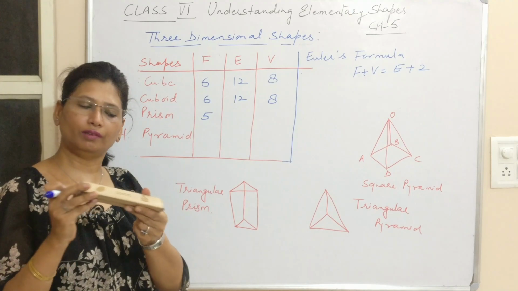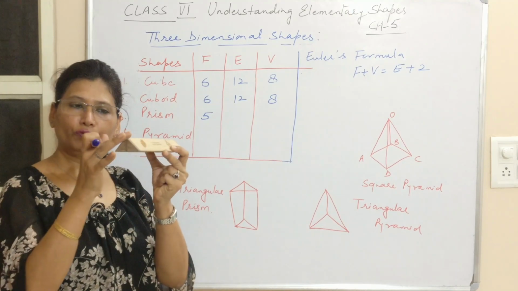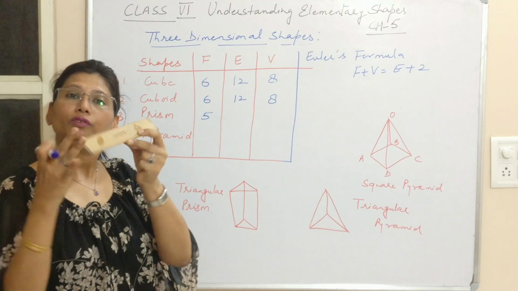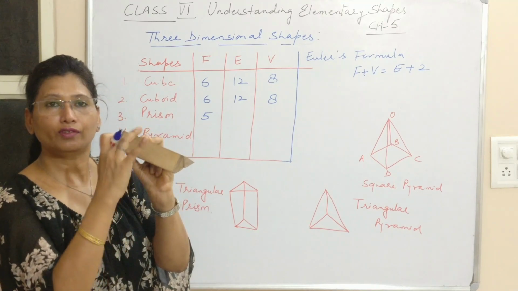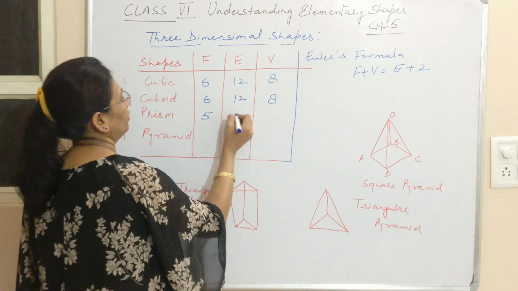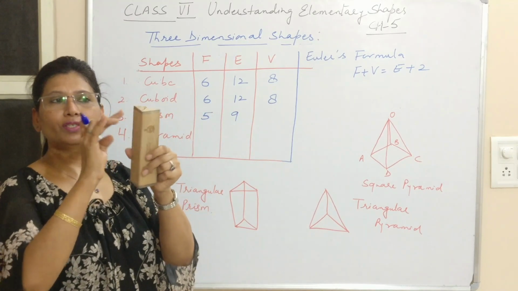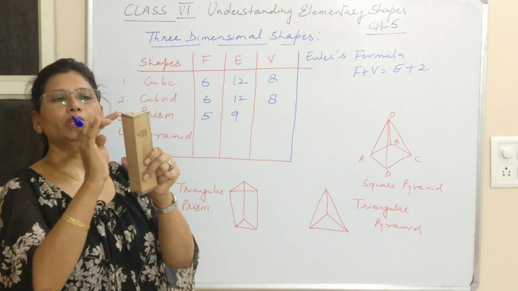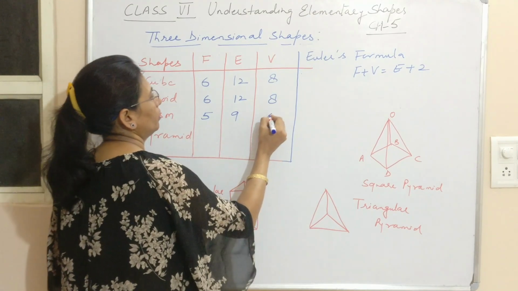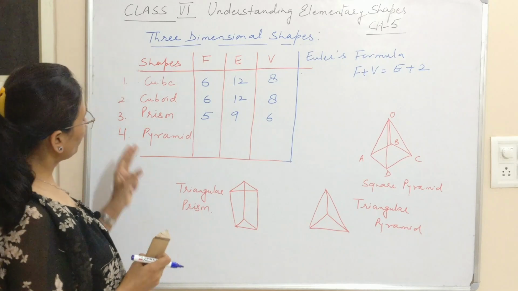We have 3 edges here, 3 edges here. I'm talking of the lines. And these are also the 3 edges. So we have 9 edges. How many vertices? Vertices are the corners where the edges are meeting. All these 3 edges are meeting. So we have 6 vertices. Understood. Now moving to the pyramid.